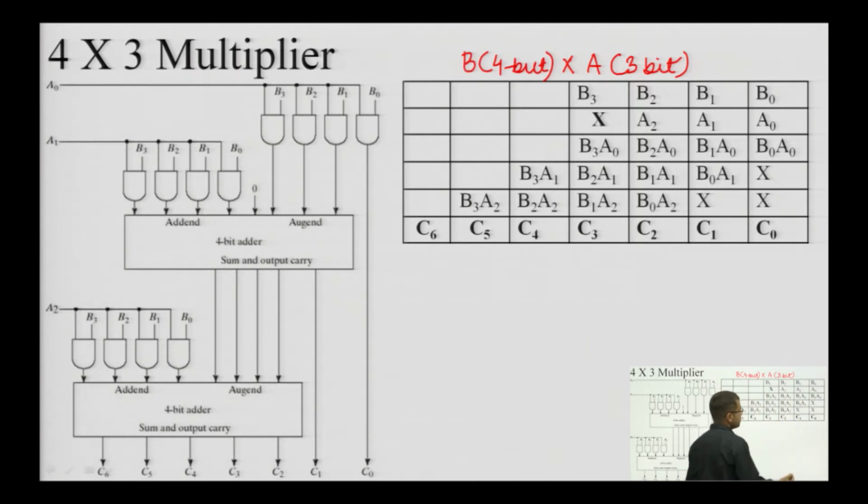Okay. So, let us start preparing the products. So, the first row will be B 3 B 2 B 1 B naught multiplied by A naught. So, this is the first row. Similarly, A 1 multiplied by B 3 B 2 B 1 B naught, this will be the second row. Similarly, third row A 2 into B 3 B 2 B 1 B naught, preparing the third row.